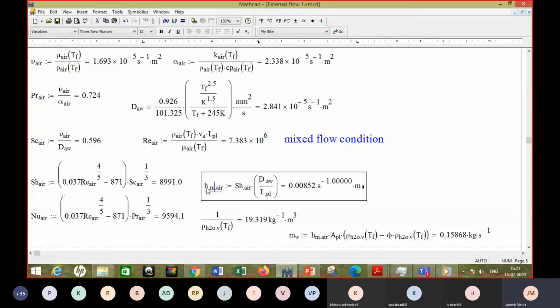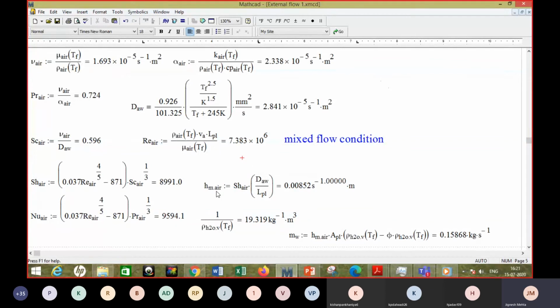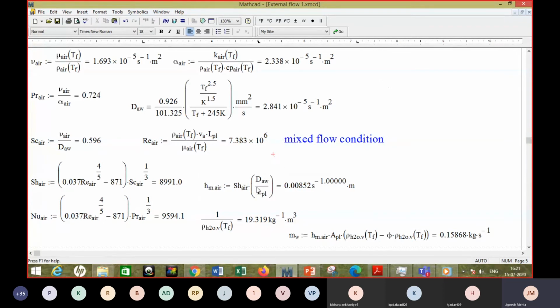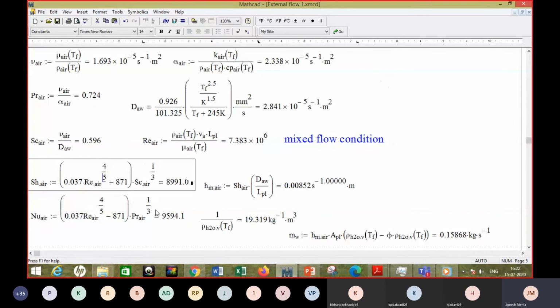Now what is the relation between mass transfer coefficient h_m and the Sherwood number? Again, it is analogous to Nusselt number and heat transfer coefficient. So here it is Sherwood number in place of Nusselt number. In place of thermal conductivity, it is the binary diffusion coefficient that you have to put, and this is the characteristic length, right? So this is how you get the mass transfer coefficient, which in this case is 0.00852 meter per second, right? Now this seems to be a small number, but the effect, as you will see, is not that small. So the way you find Nusselt number, you can find the Sherwood number as it is done.